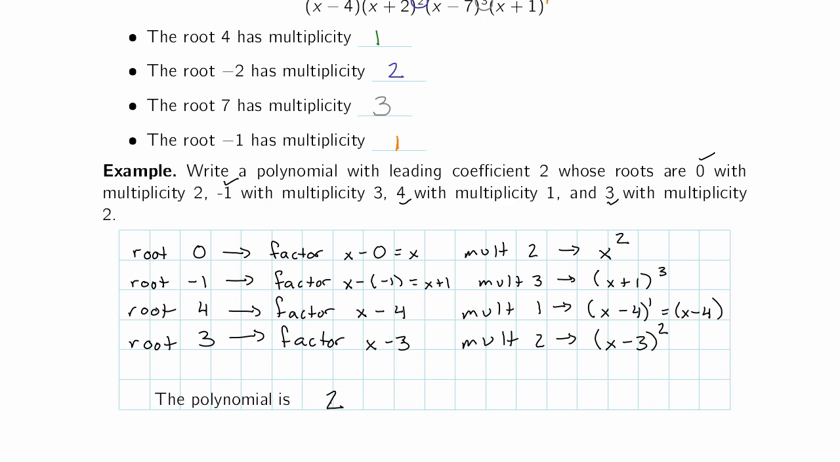So our leading coefficient is 2, and then our factors are, we've got an x squared, an x plus 1 to the third power, an x minus 4 with no exponent, and an x minus 3 squared. There we go. That's a polynomial with those roots and those multiplicities.